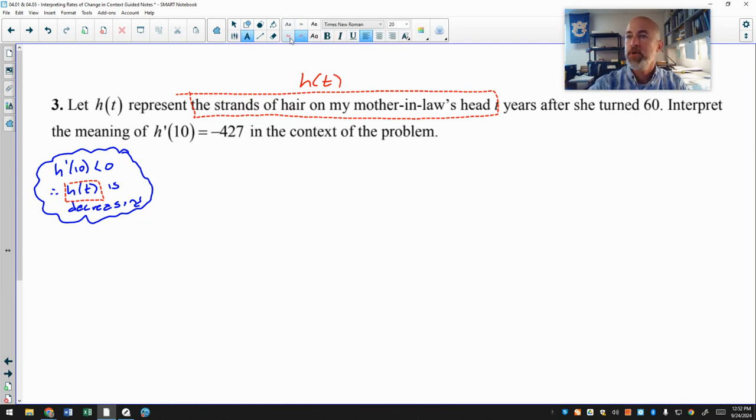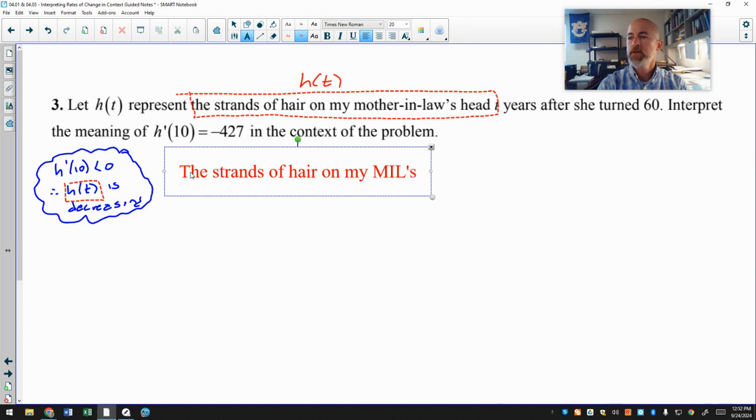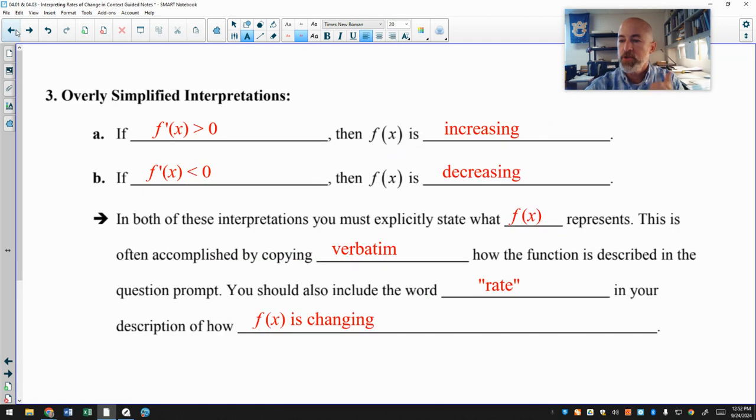So go back to my typewriter. The strands of hair on my mother-in-law's head is decreasing. By the way, all of that was just replacing H of T. H of T, the strands of hair on my mother-in-law's head, is decreasing. So there's a little bit more, but I still have not included the 10 and the negative 427. And a while ago I mentioned in your interpretation, make sure you include the word rate in some way, and that's what I'm doing right here. I want the word rate in my answer.